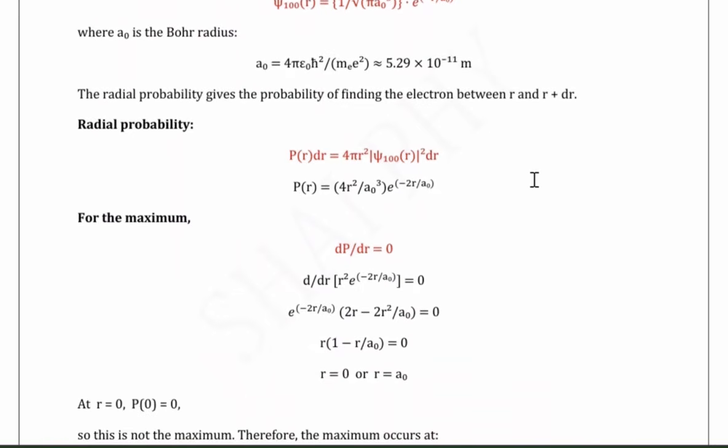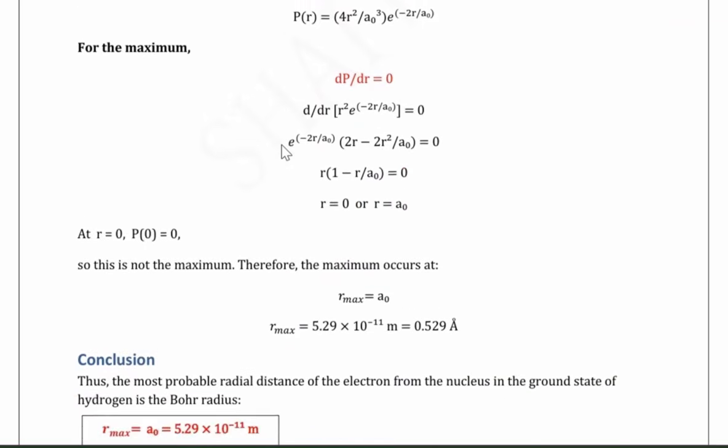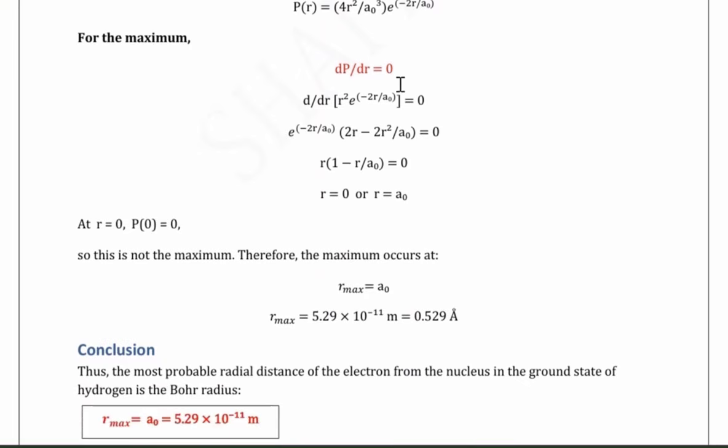For the radial probability, the formula is given: 4π r² |ψ(r)|² dr. So for the maximum probability, we differentiate it with respect to r and equate it to 0, and we get r(1 − r/a₀) = 0. From here, we get r = 0 and r = a₀.